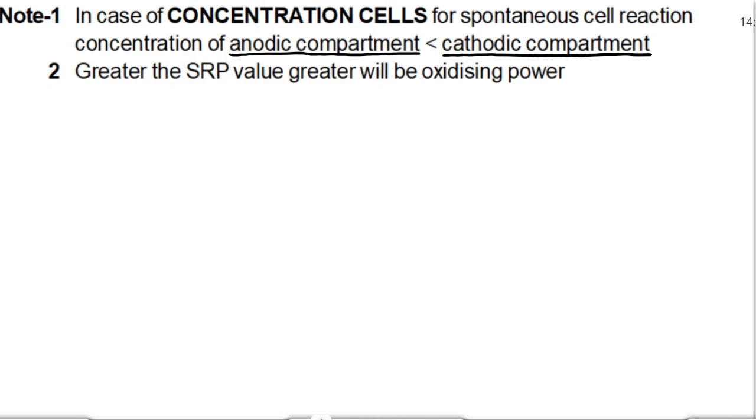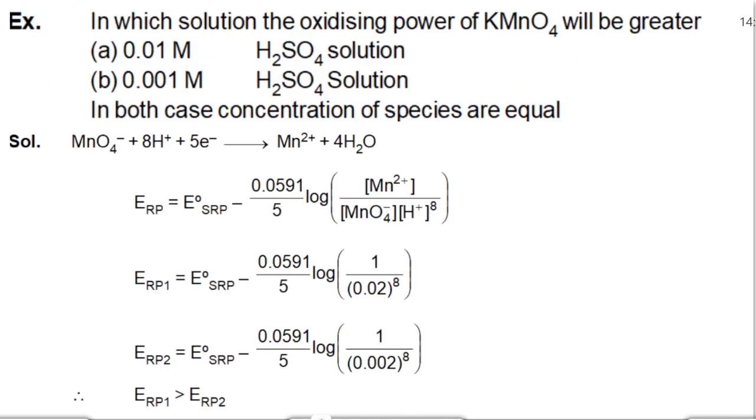Okay, so let's move forward. In which solution the oxidizing power of KMnO4 will be greater? So see, whenever we have KMnO4 in acidic medium, you know MnO4 negative in acidic medium is converted into Mn2 plus.